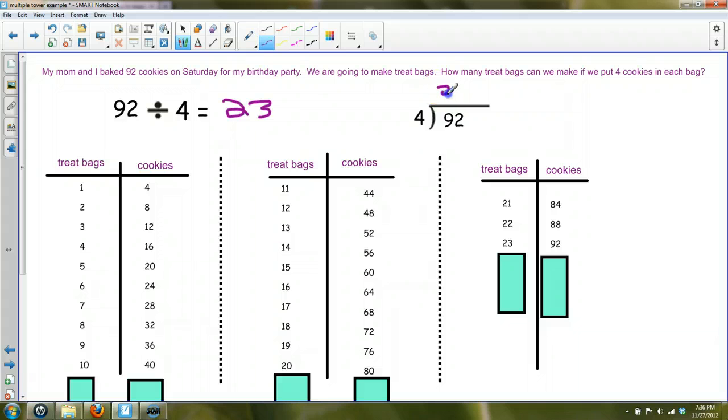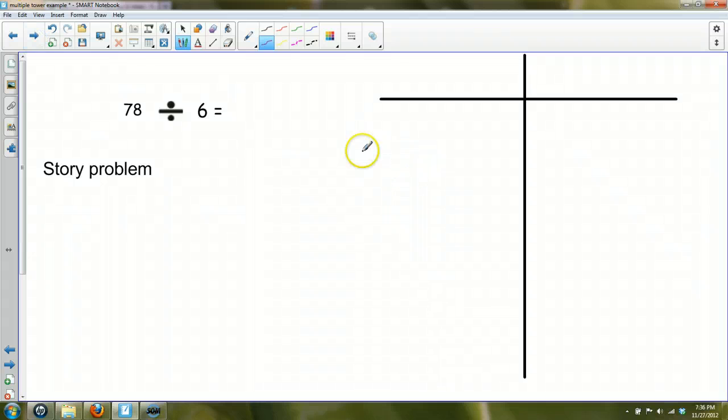23 treat bags is how much I'm going to need. So now I have another one. Let's try together.